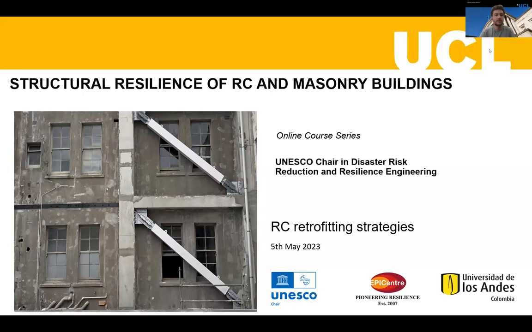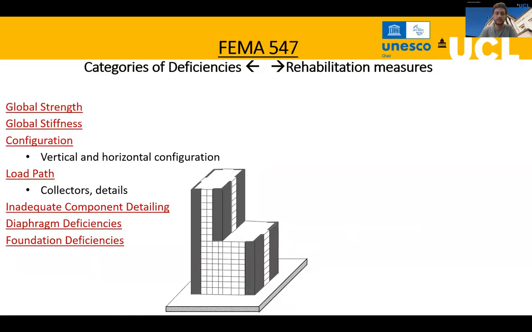As we have seen in this course until now, we have been focusing on reinforced masonry buildings. So we are now going to change a little bit, and we are going to talk of RC buildings. Yesterday we saw different types of damages and how these buildings have behaved in previous earthquakes. Based on that, we can identify the deficiencies, and based on those deficiencies, we can assess the buildings and retrofit them so they will have a better behavior.